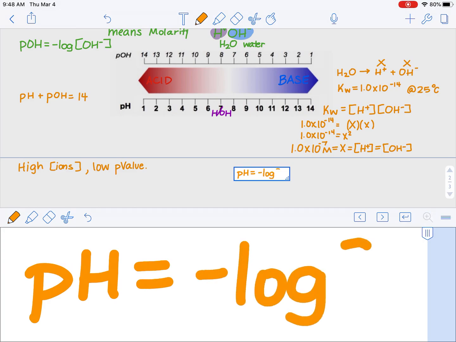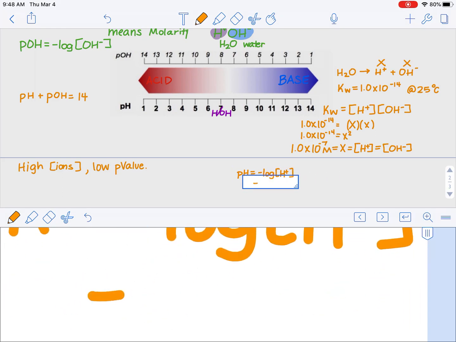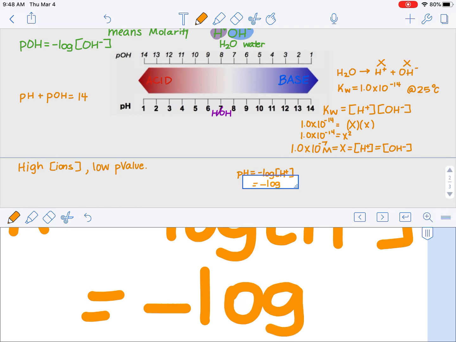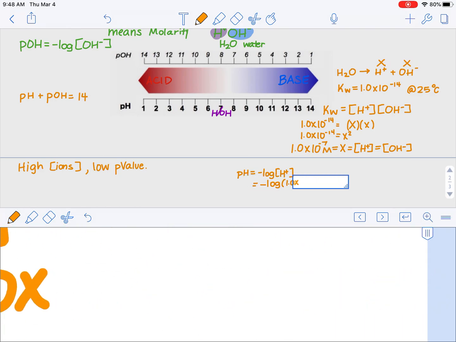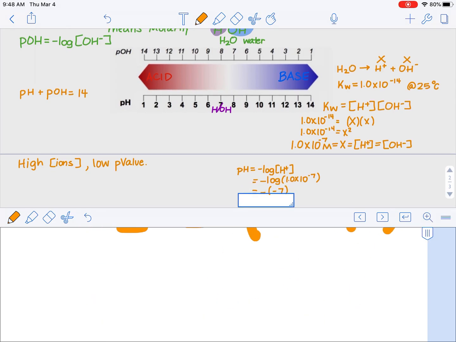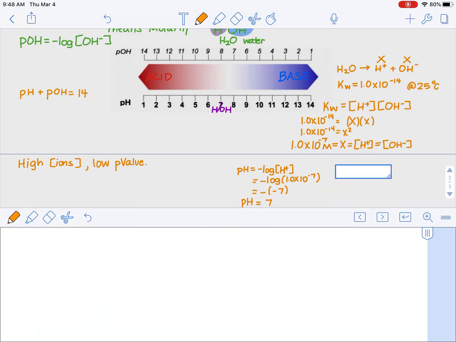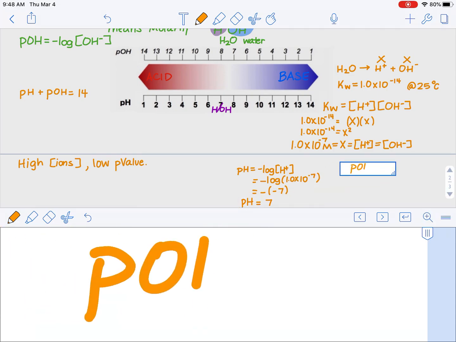Let me now take this number and calculate what the pH of water is. Well, pH by definition mathematically is the negative log of the hydrogen ion concentration. That's the negative log of 1.0 times 10 to the negative 7th. Log means to what power is 10 raised to? It's raised to the negative 7th, and the negative of a negative is a positive. So the pH of water is 7.